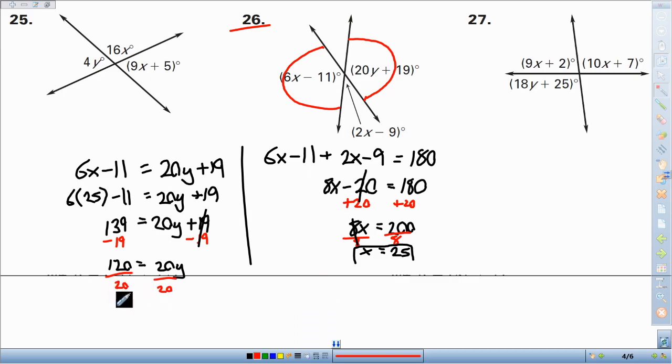Now I can get rid of 20 by dividing both sides. And 20 goes into 120 6 times. So I'm going to get 6 equals y. I'm going to flip it around, save myself a step, y equals 6. Okay, and there's my other answer.